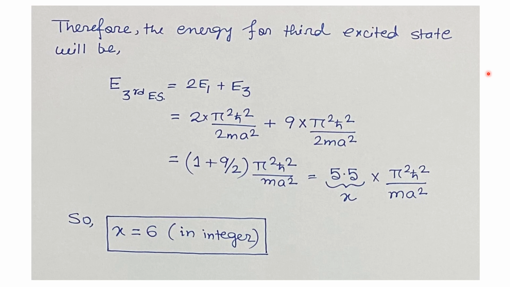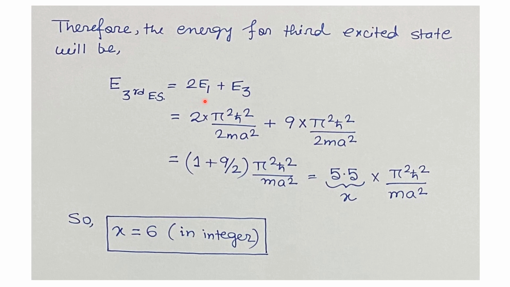Now we will calculate the total energy of the three bosonic system in the third excited state. In the third excited state, two bosons will be accommodated in the ground state energy level, that is the first energy level, and the remaining one will be accommodated at the third energy level. So the total energy at the third excited state will be 2E1 plus E3.